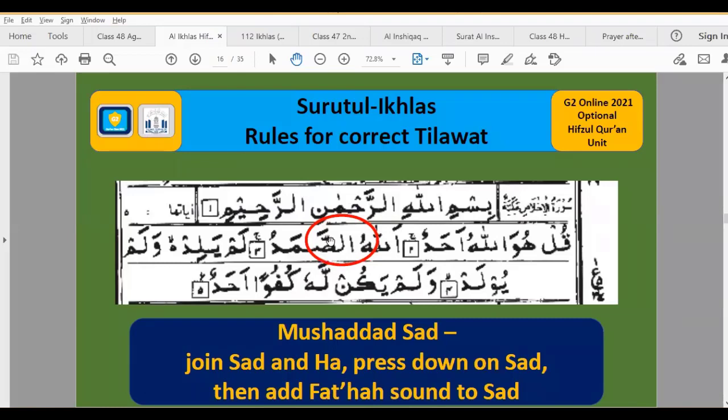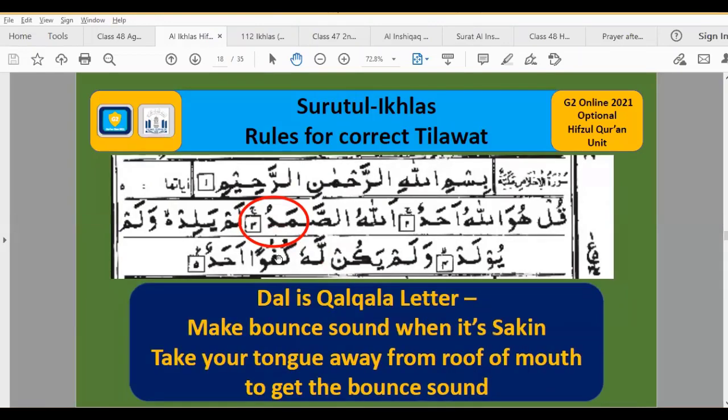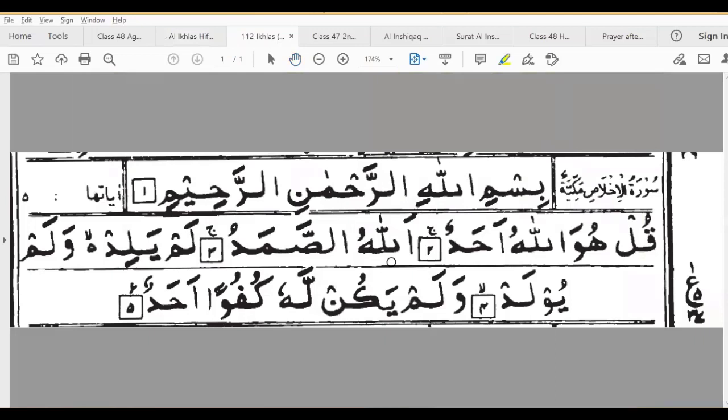Then of course the sod also has a fatha on it, so we have to produce a 1 second sound over there. At the end of this verse, we're pausing on the dal, so this dhamma on the dal will become a sukoon, and just like we saw before, dal will now become a qalqala letter. It's already a qalqala letter, but because it has a sukoon on it, we have to make the bouncing sound on it now, just like we did at the end of the first verse. We have to take our tongue away from the roof of our mouth to make the bouncing sound. Mad, mad.